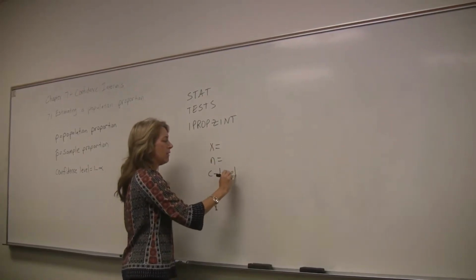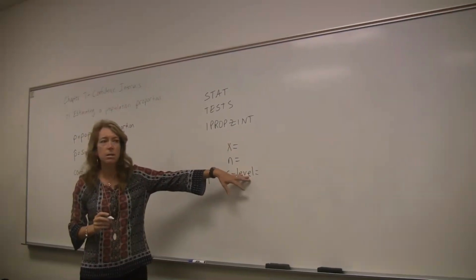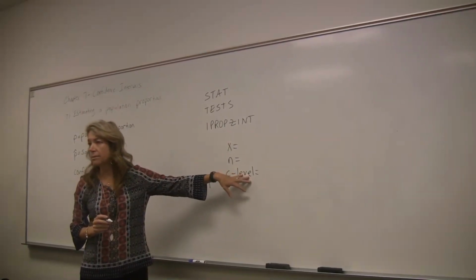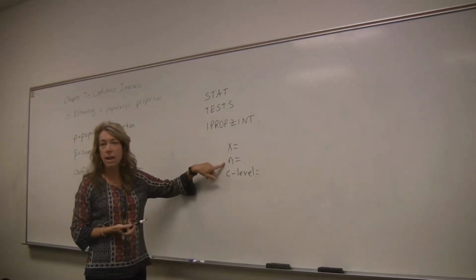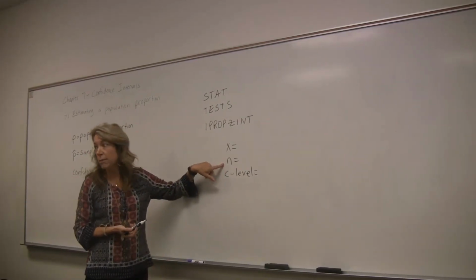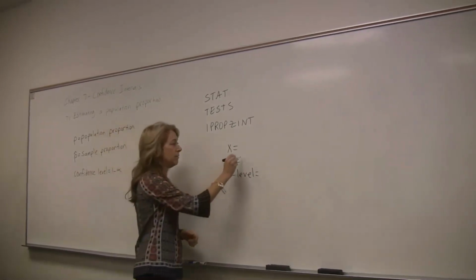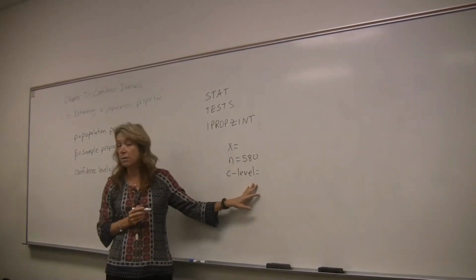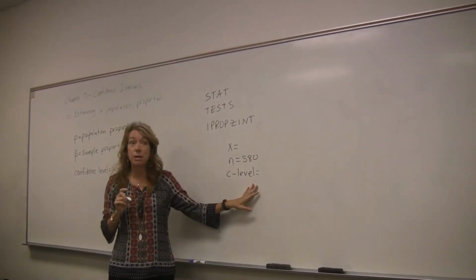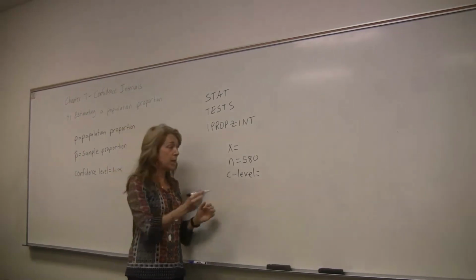Before we fill those in, is there anyone who's not at this point yet? We're all looking at that? Okay, let's talk about the ones we know. N has always been sample size. In this problem, what was sample size? 580. The C level is your confidence level written as a decimal. It has to be a decimal. So what was our confidence level in this problem? 0.95.